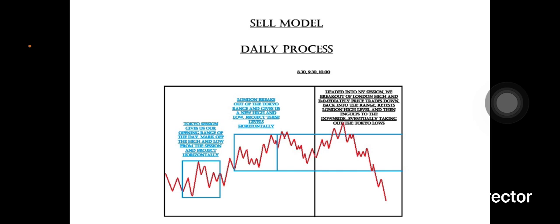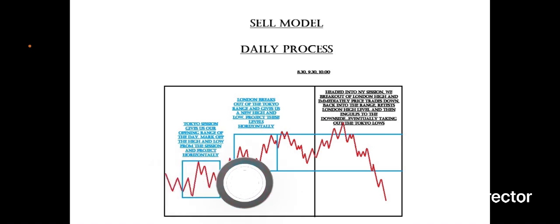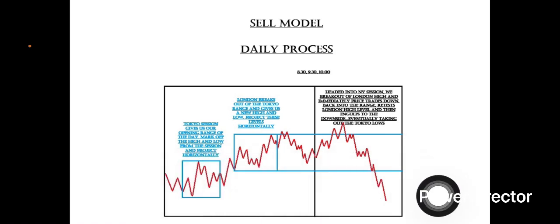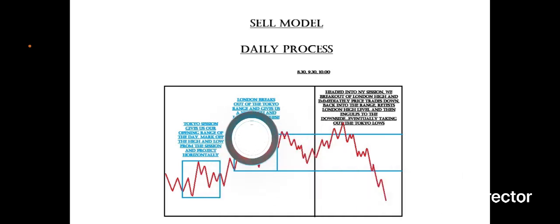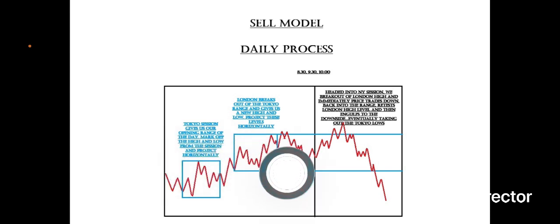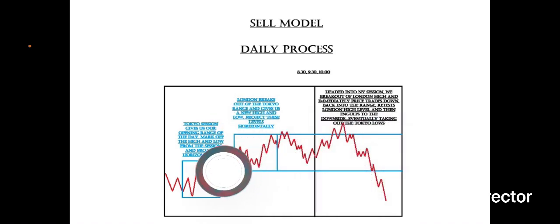You can see right here, Tokyo gives us our opening range of the day. We're going to mark off the high and low from that session and project it horizontally across our charts. But when the London session comes around, it breaks out of the high of that Tokyo session and gives us a new high and low. So we are going to project those levels across our chart, and that sort of becomes our box.